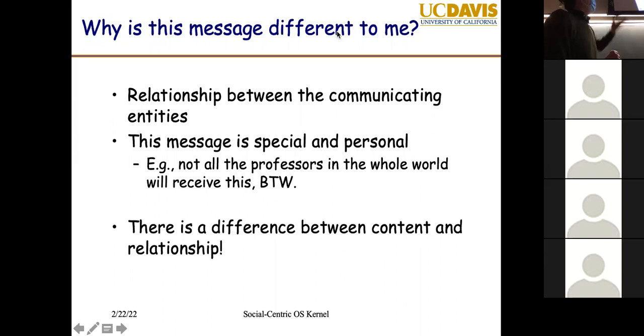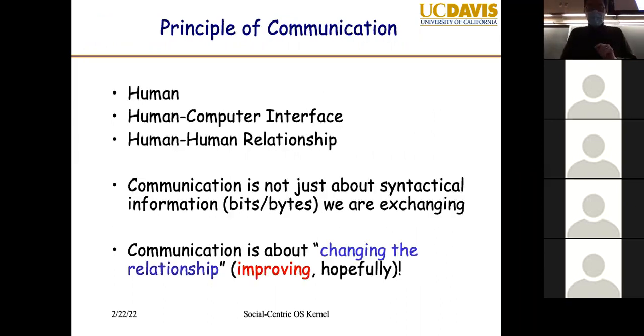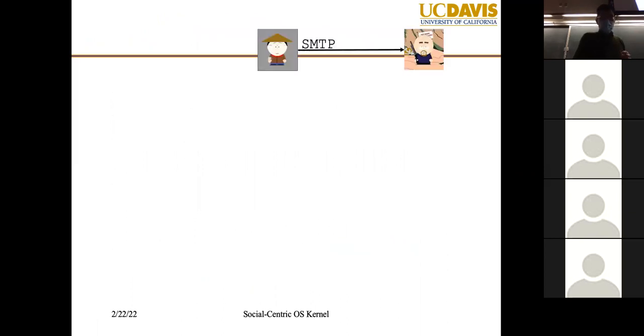Okay, so basically we say that relationship is important. We have all kinds of relationships between human and human, or human and computer, depending on what's going on. So let's take a look at what we did. We actually implemented a system. This is the system we call social email, which is based on relationship. So let me tell you what happened.